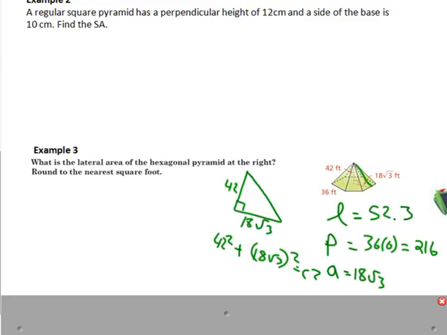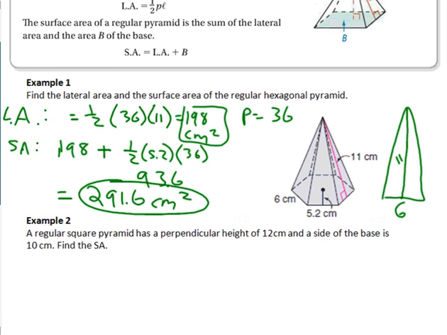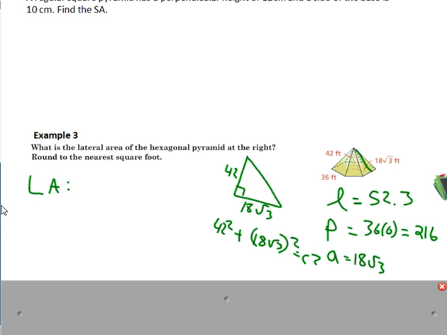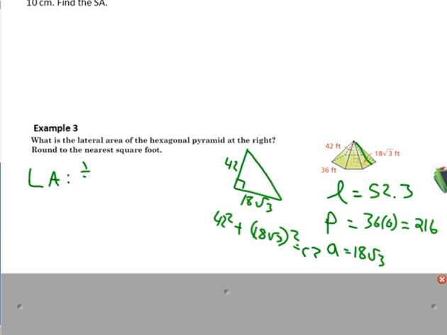So now to find the lateral area, we do 1/2 the perimeter times the slant height. So 1/2 the perimeter we figured out was 216, times the slant height, which is 52.3, and that'll end up equaling 5,649.1 if you round it there.